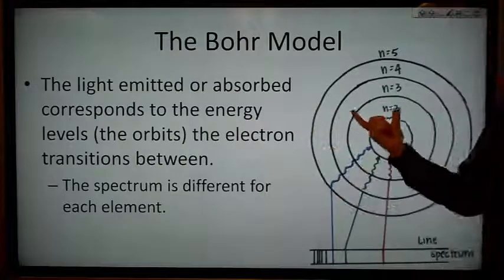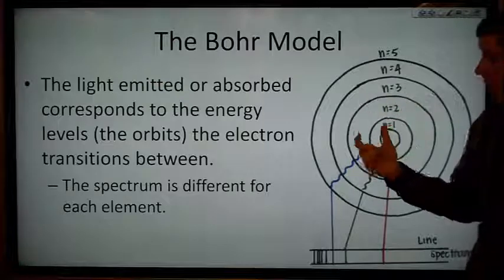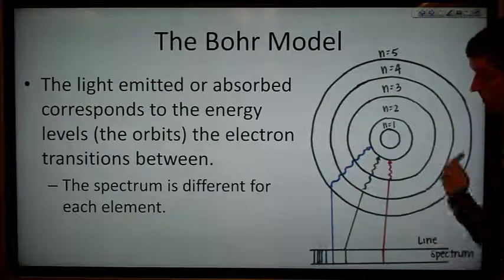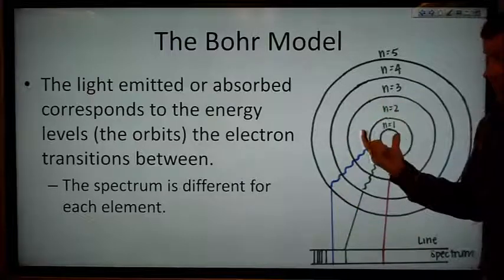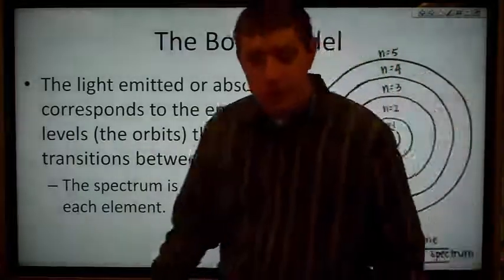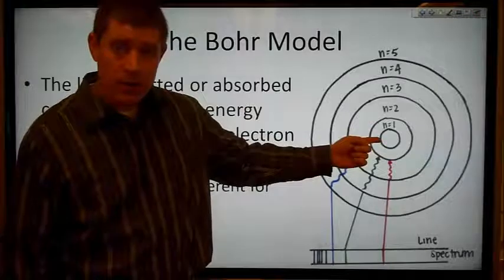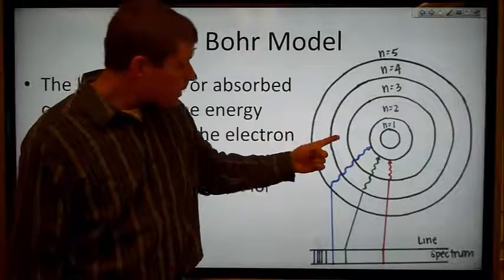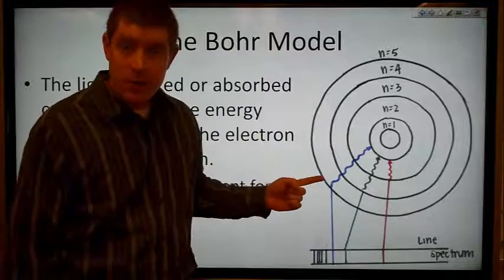So, the light that's emitted or absorbed corresponds to the energy levels. So the energy levels are these orbits, circular orbits, that the electron transitions between. Which means that the line spectrum is different for each element, because each element has different numbers of protons in the nucleus. Which means that the energy of the electron at various distances is different.